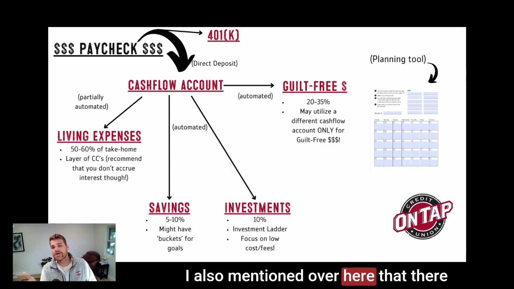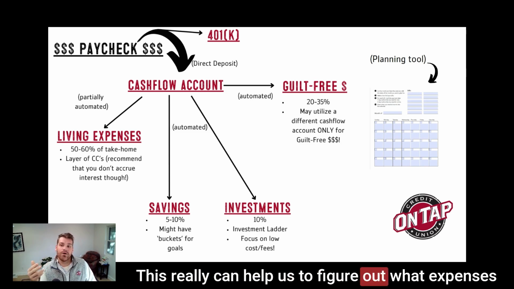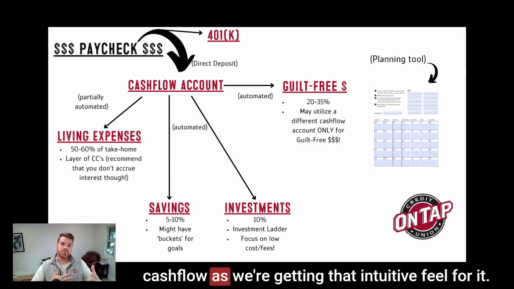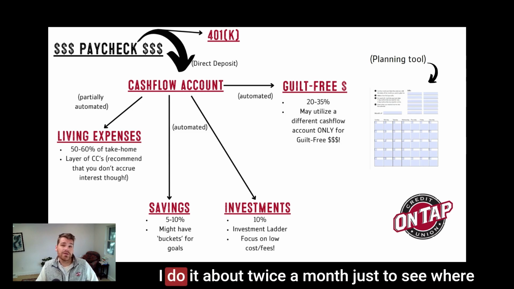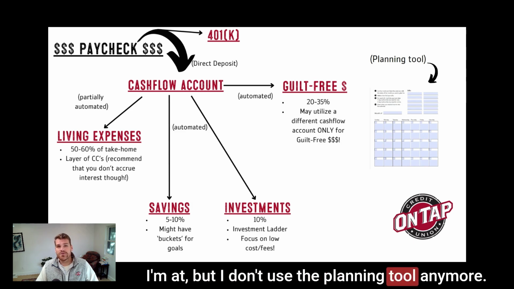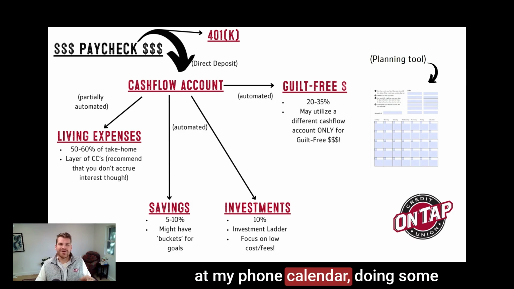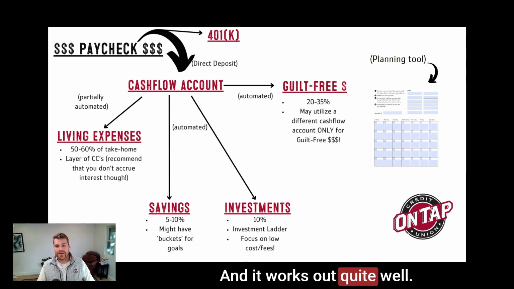I also mentioned over here that there is a planning tool available to us. This really can help us to figure out what expenses are coming up and really learn how to manage cash flow as we're getting that intuitive feel for it. I still do this myself every month. I do it about twice a month just to see where I'm at, but I don't use the planning tool anymore. I can do it more intuitively by looking at my phone calendar, doing some planning along with my mobile app, and it works out quite well.